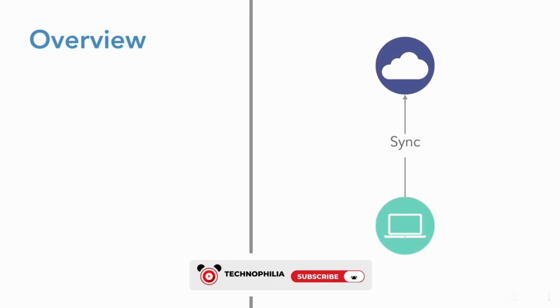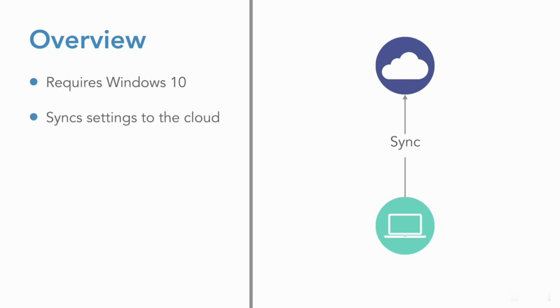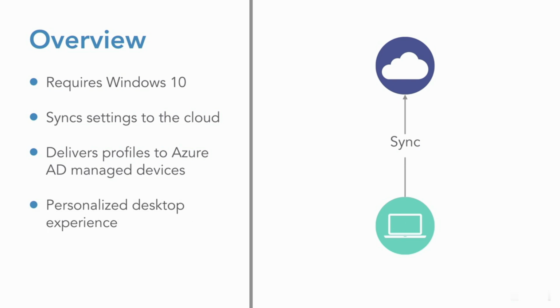Enterprise State Roaming was introduced with Windows 10 and allows user and application settings to be synced to the cloud-based Active Directory. Any user with an Azure AD managed account can have their profile settings delivered from the cloud to all their devices that they log on to. This is great for the user since it provides them with a personalized and familiar desktop experience each time they log on.